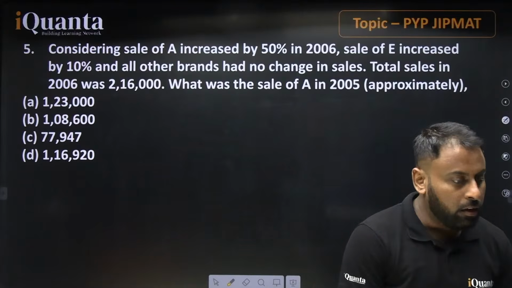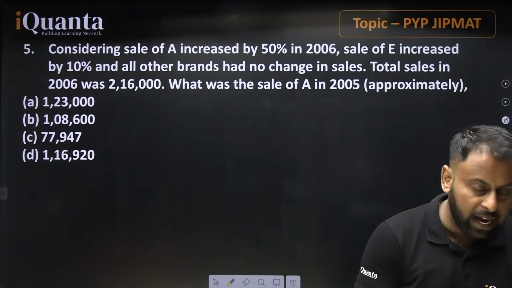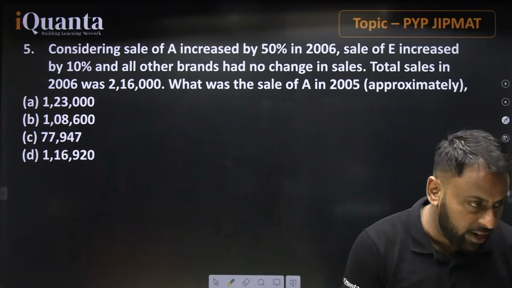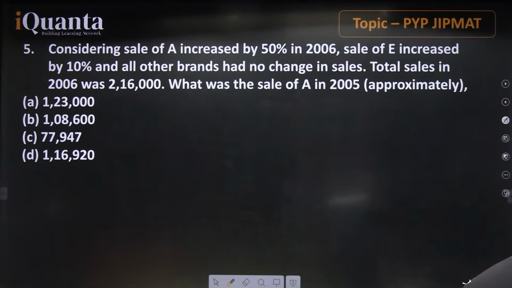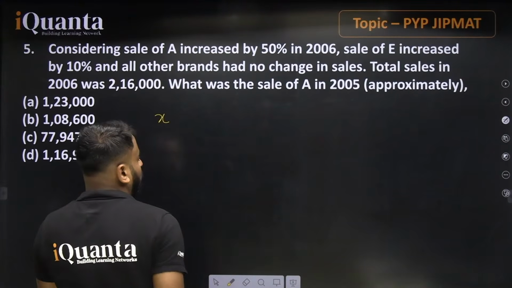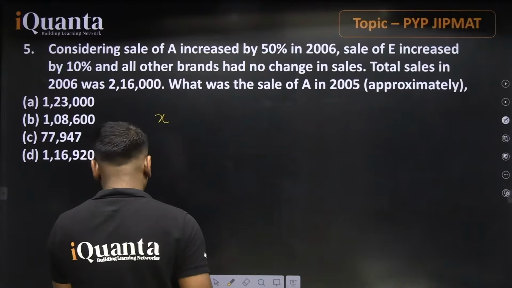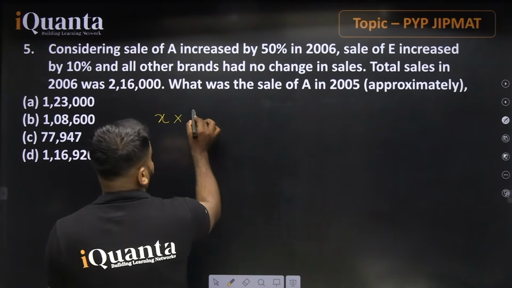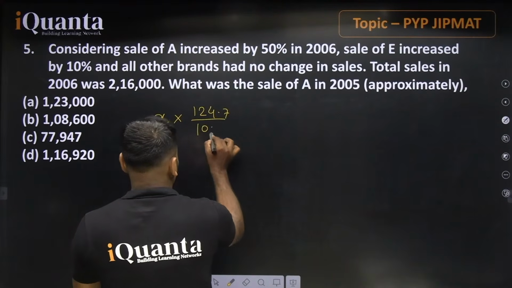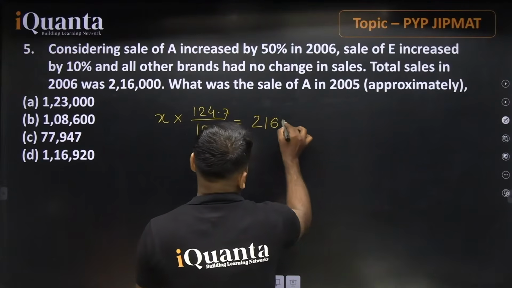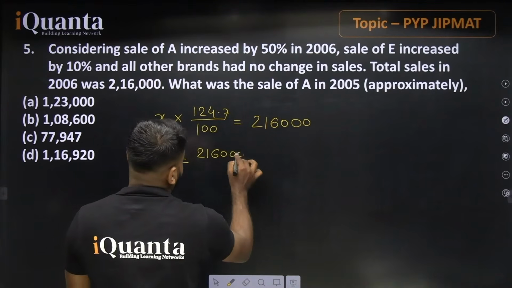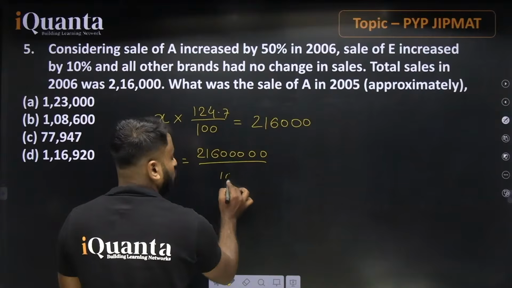As we know, we are already talking about the entire statement, that the total increment was 24.7%, right? Let the value of back in 2005 be x. If the value in 2005 is x, and we have a 24.7% increment, then 124.7% of x will be equal to 216,000, right? So if we find the value of x, it will be 216,000 times 100 becomes 00, divided by 124.7, right?